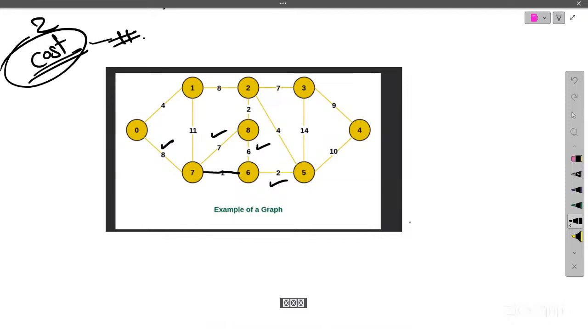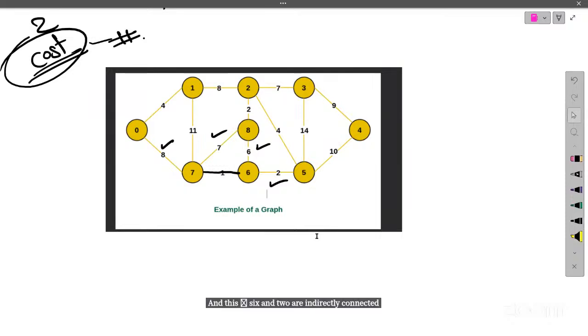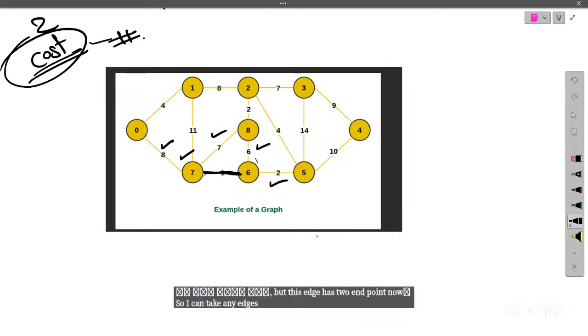Ma'am, this 6 and 8 are indirectly connected, no? Sorry, what? Ma'am, this 6 and 2 are indirectly connected. This is the edge with weight 6. The edge between 8 and 6, which costs 6, is indirectly connected, no? Why indirectly connected? Ma'am, from 7 we can take 6, then 6, 8. But this edge has 2 endpoints now. So I can take any edge which is connected to either 7 or 6. Any of those edges are in our choices. Okay.